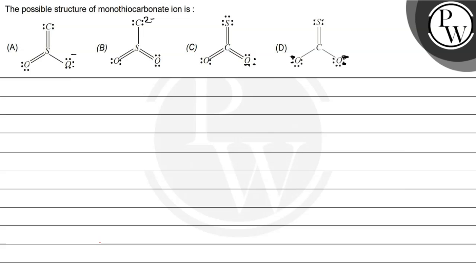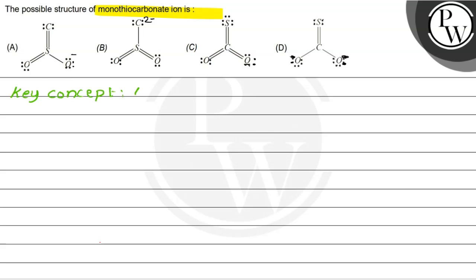The question says: the possible structure of monothiocarbonate ion is. In this question, they have given four options. Among those, which is the possible structure of monothiocarbonate ion? That is the question. So, in this question, what is the key concept?